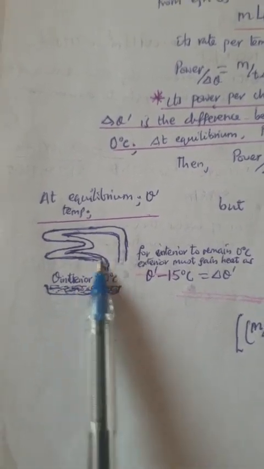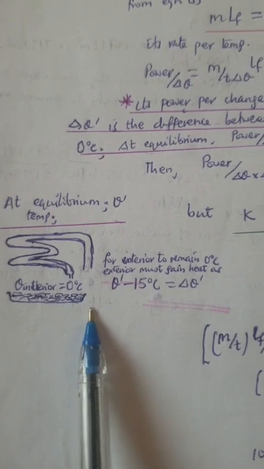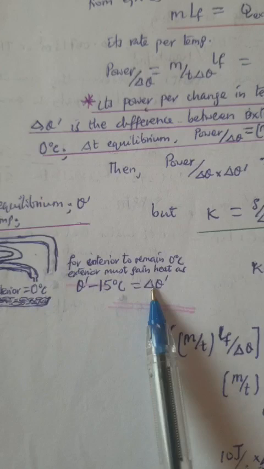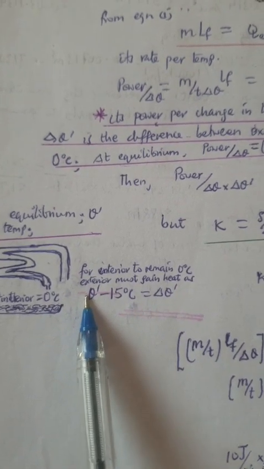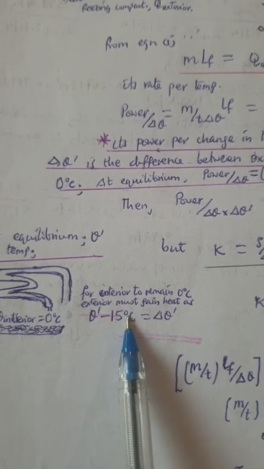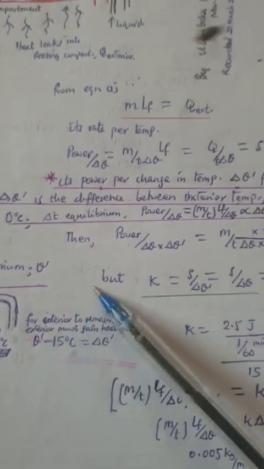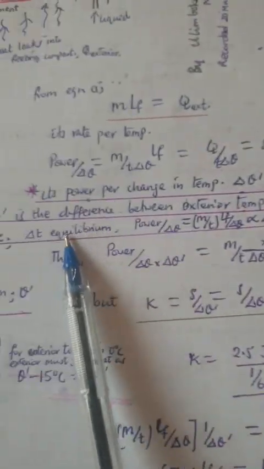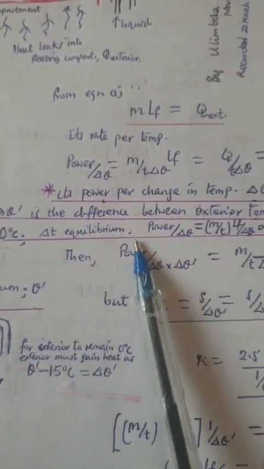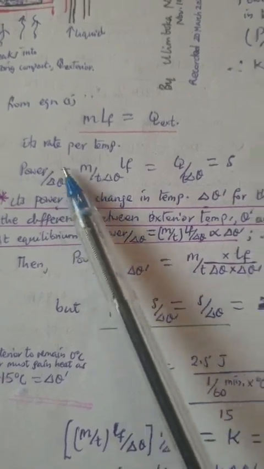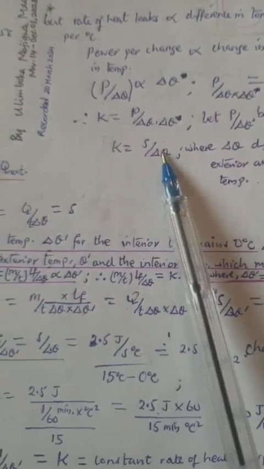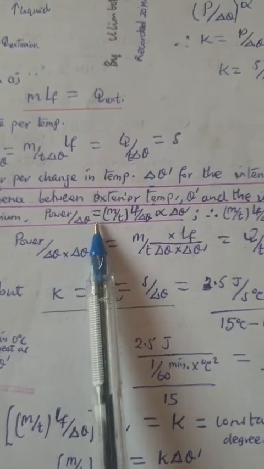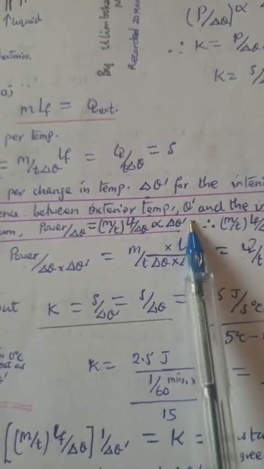It will continue converting the water into ice at a rate of 5 grams per minute, so the exterior must gain heat as the change, and we will have a new change in temperature. This new change in temperature is the equilibrium temperature minus the original temperature, which is 15 degrees centigrade, the original exterior temperature. This is what I summarized here: the change in temperature when the interior temperature must remain at 0 degrees centigrade, at equilibrium conditions. Now the power, as usual, we will also get this constant, because power per change in temperature is proportional to the new change in temperature.